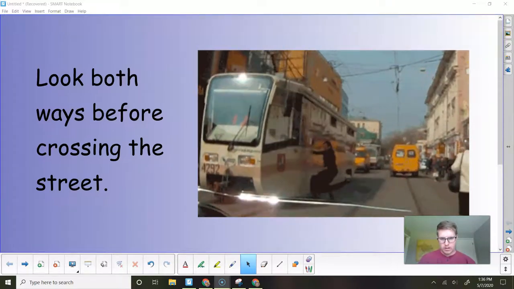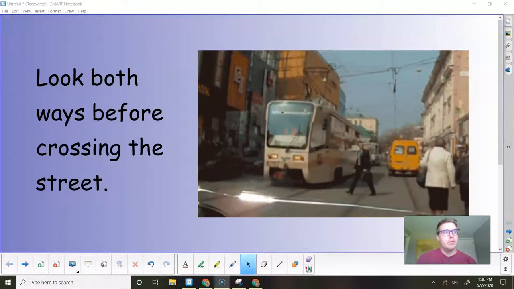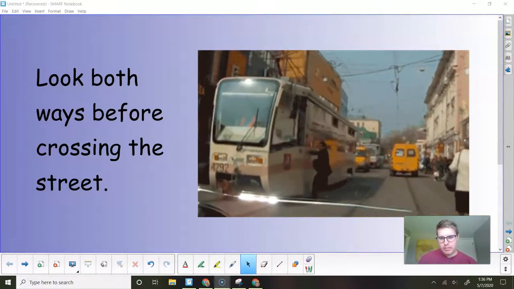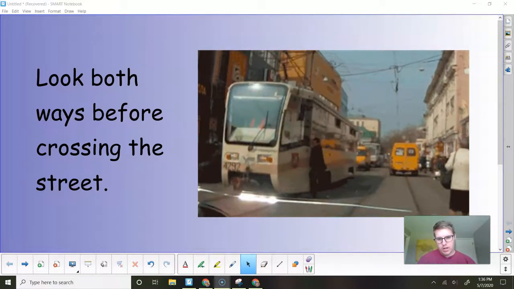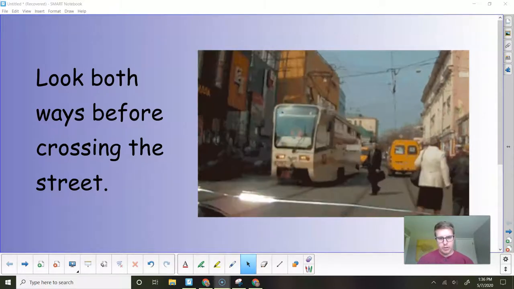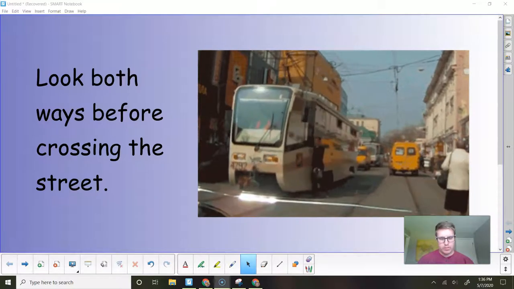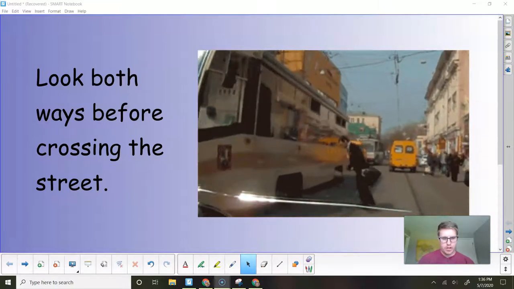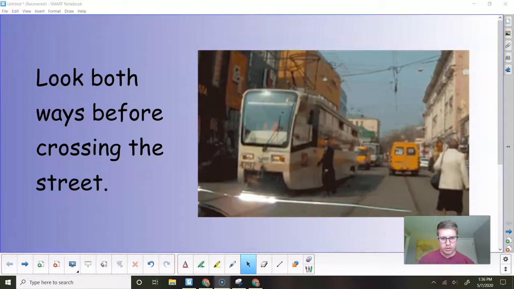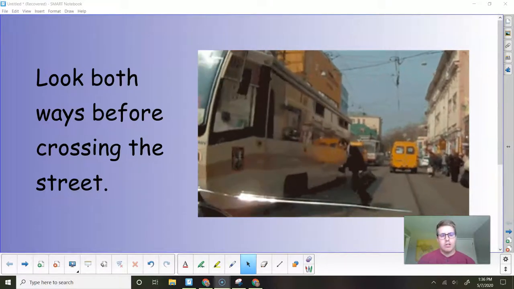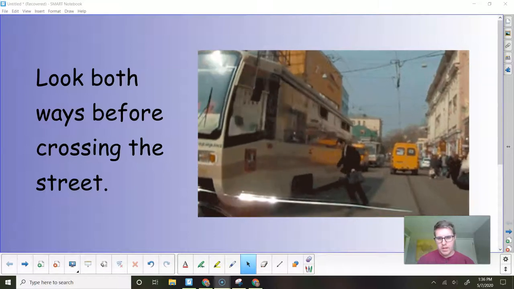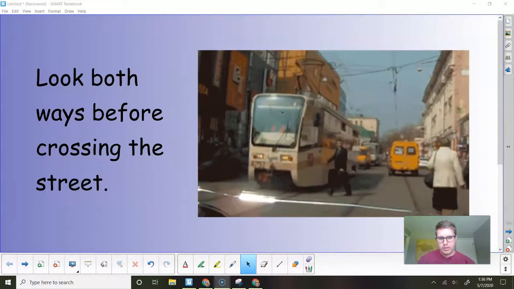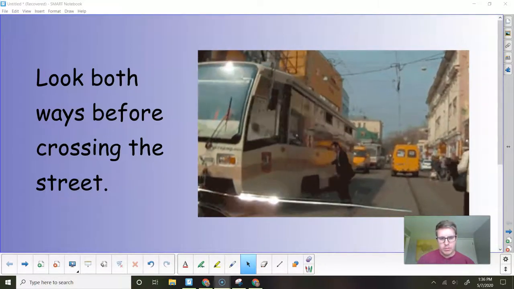So, I have one story. I'm sure you have plenty as well about this, but there was a kid in my grade who did not look both ways. He was playing ball in the front yard, and the ball went out onto the street, and he didn't even look. He just ran straight out to get it. And a car was coming, and even though the car wasn't going very fast, it ended up causing lifelong brain damage.